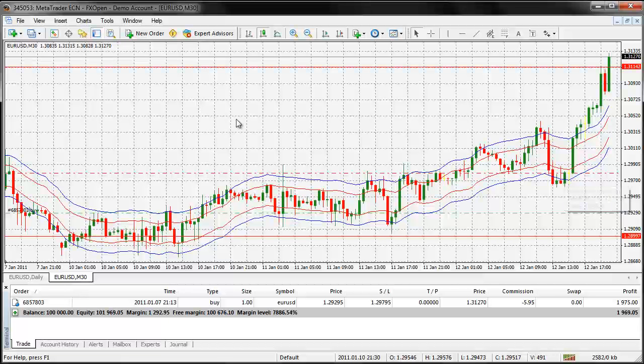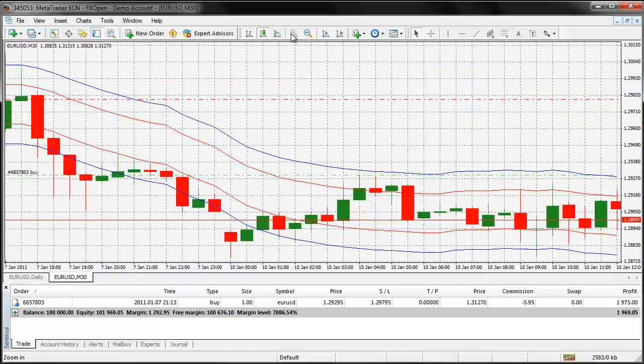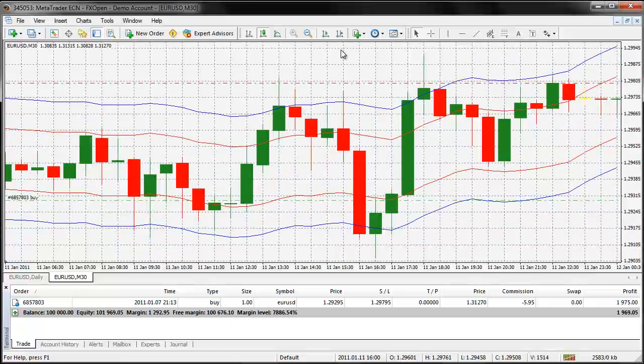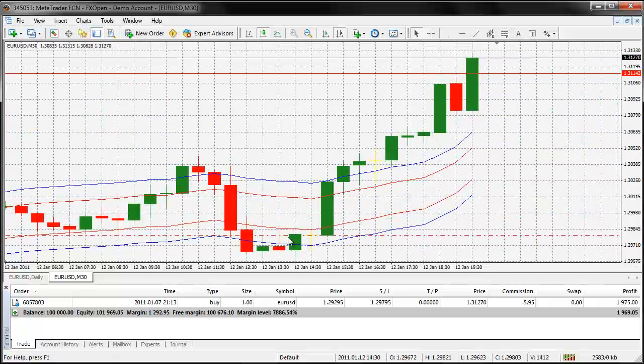And you can see indeed, if I zoom in and go back to the beginning, that this bar right here actually closes inside the 0.1 and the 0.2 deviation. So that's good. Then we go along on the next bar.